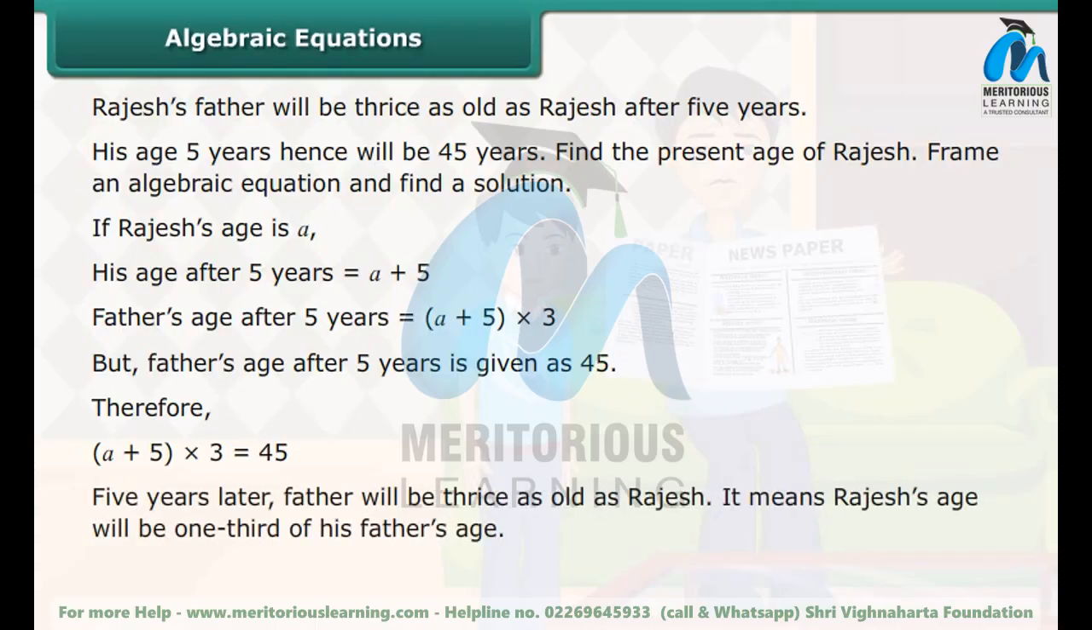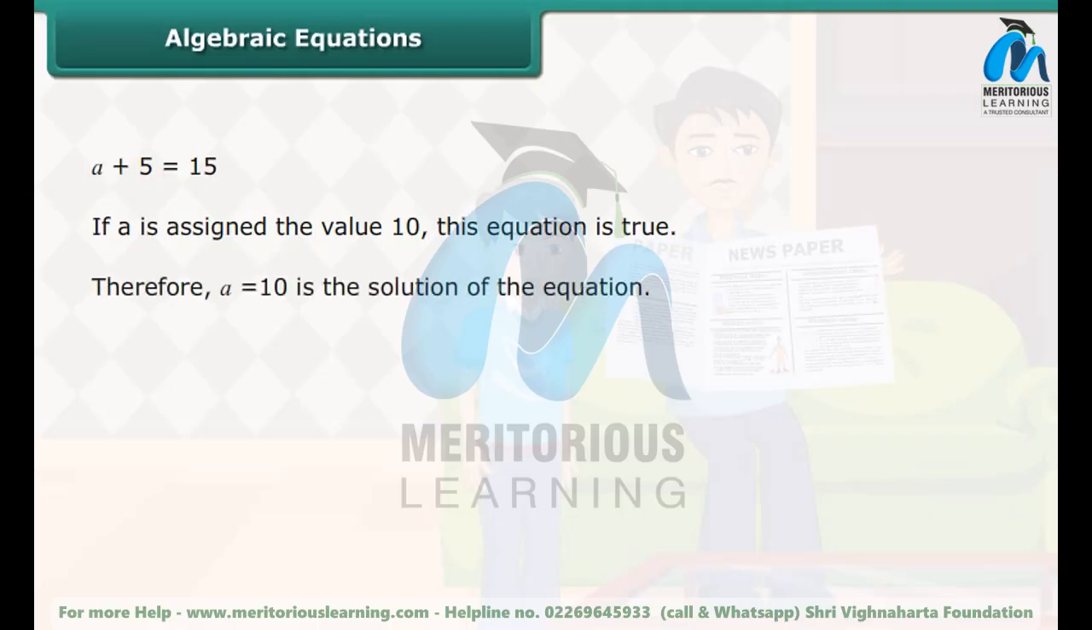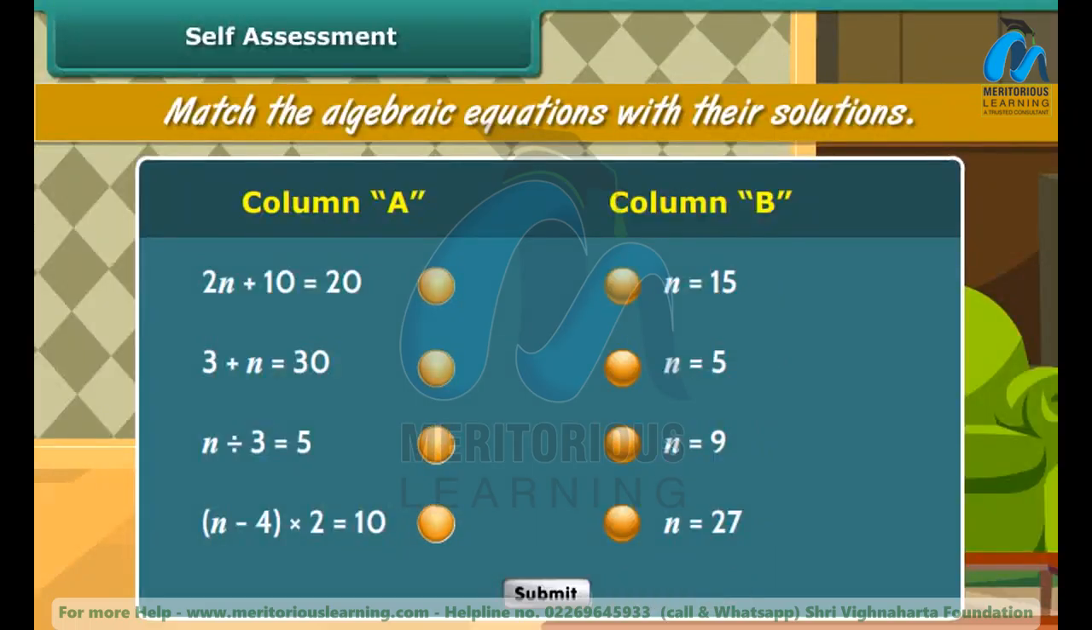5 years later, father will be thrice as old as Rajesh. It means Rajesh's age will be 1/3 of his father's age. A + 5 = 1/3 × 45. A + 5 = 15. If A is assigned the value 10, this equation is true. Therefore, A = 10 is the solution of the equation. It means Rajesh is 10 years old at present.